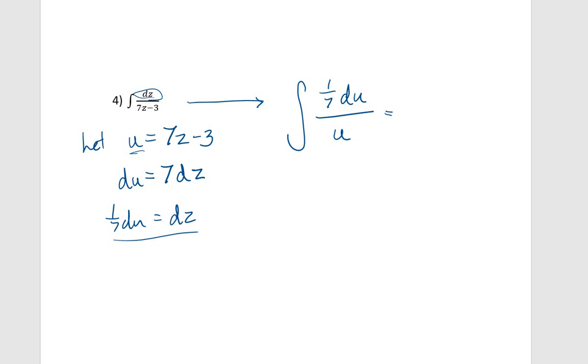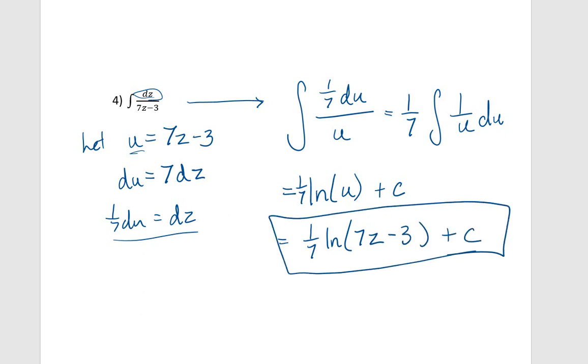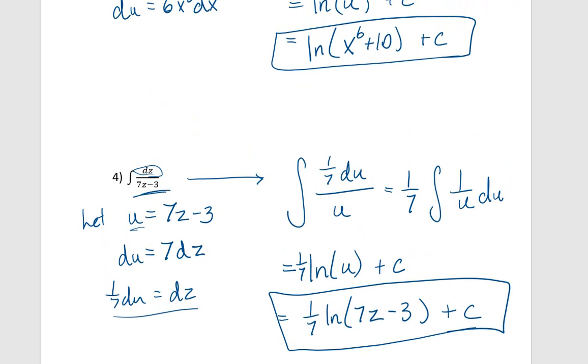I'm going to go ahead and pull that constant 1/7 out. So I'm going to have 1 over u du. Now the antiderivative of this is going to be the natural log of u with that 1/7 out in front, plus c, which would be 1/7 times the natural log of 7z minus 3 plus c. And remember, you can check your work on these guys by taking the derivative and making sure that it matches up with the original function.